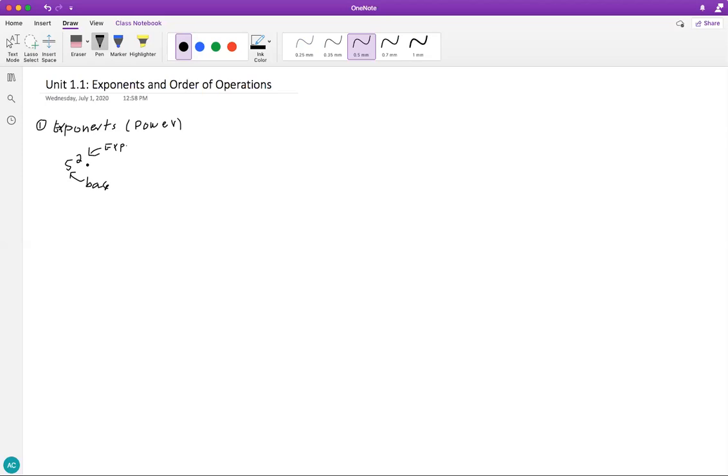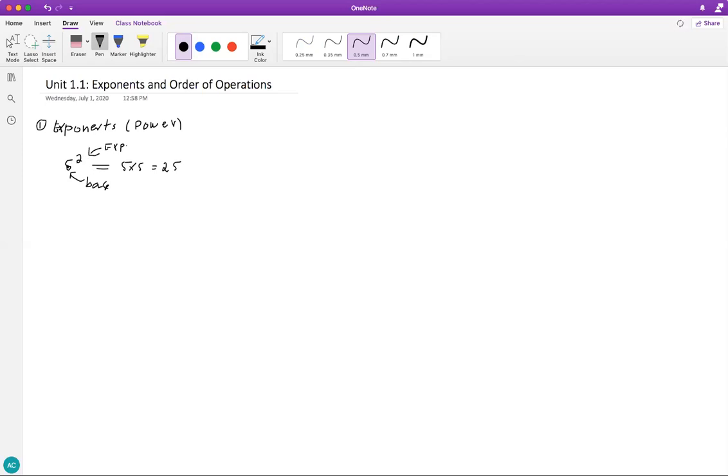Now, if you want to find the value of this, what do you do? What is 5 to the second? It'll be 5 times 5. That's right. So 5 times itself because the power is 2. So you expand it, and we say 25.